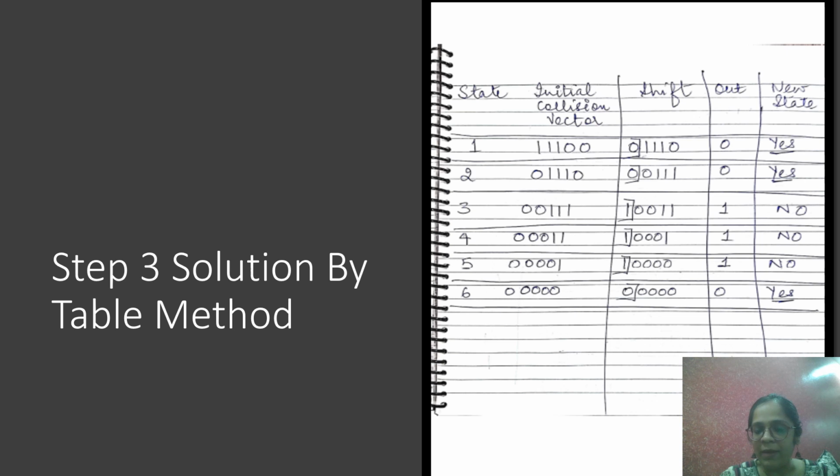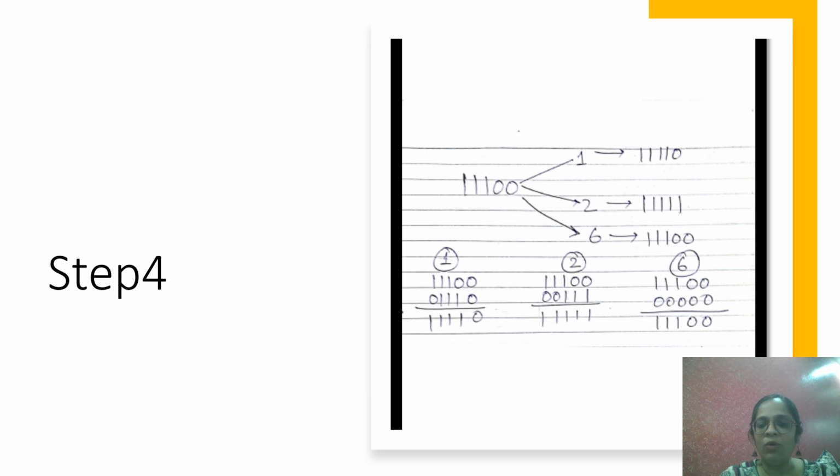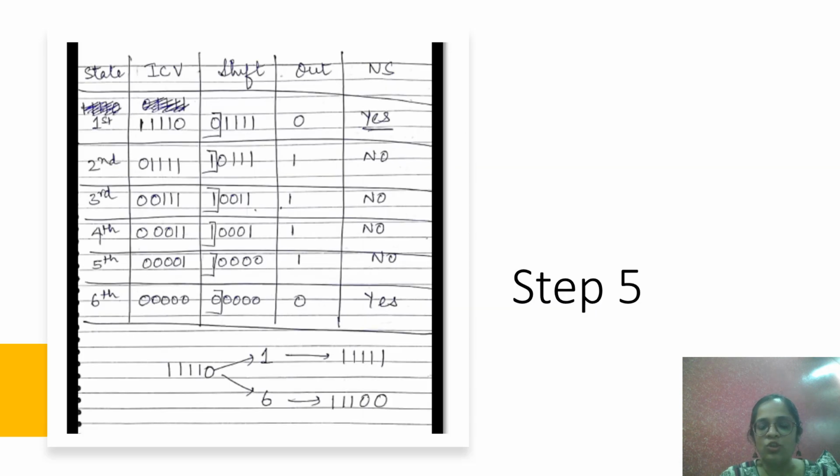And also we need to remember that if we are getting 1 after shifting, then we have to reverse that 1 into 0, which we have done at stages 4 and 5. Now since we had yes at 1, 2 and 6, we take their shifted value and perform an OR operation with the initial collision vector, and we get the new collision vectors at 1, 2 and 6. Now we'll build two tables because at 6 we have the same initial collision vector. So again we build two tables of 1, 1, 1, 1, 0 and 1, 1, 1, 1, 1.